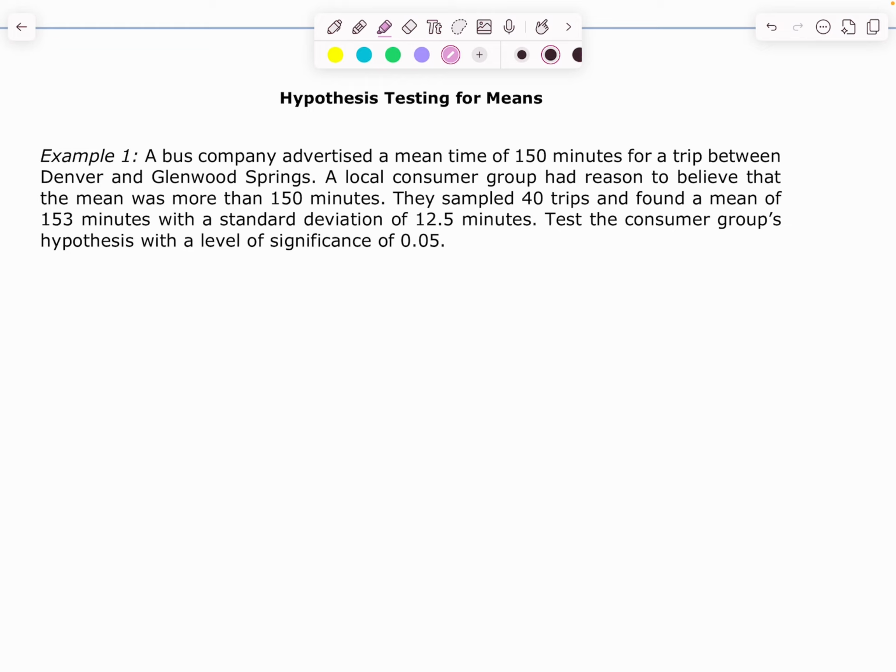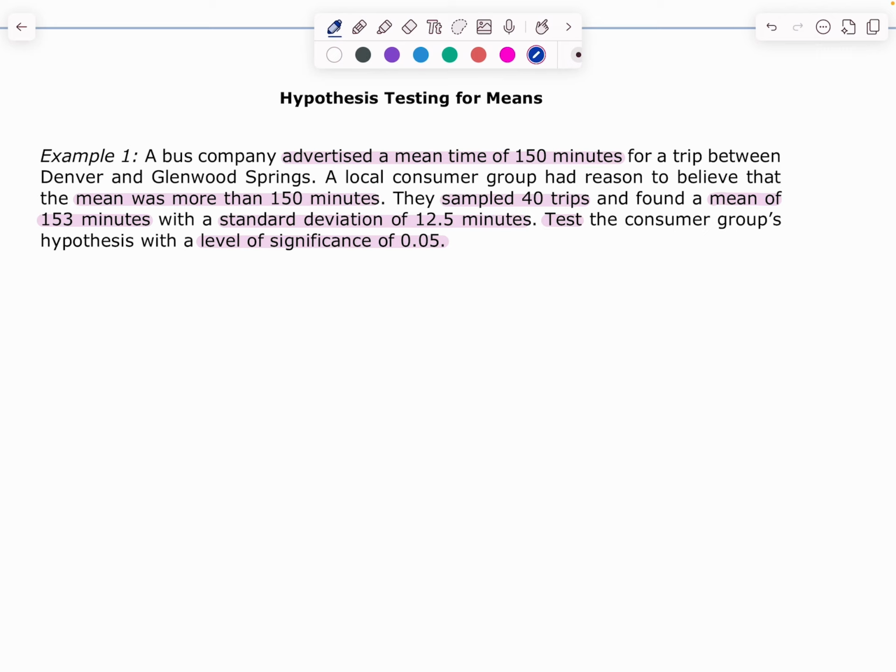So they're advertising a mean of 150 minutes. They believe the mean is more than 150 minutes. They sampled 40 trips, and from those 40 trips, they found a mean of 153 minutes with a standard deviation of 12.5 minutes. Test, that tells us we're doing a hypothesis test, with a level of significance of 0.05.